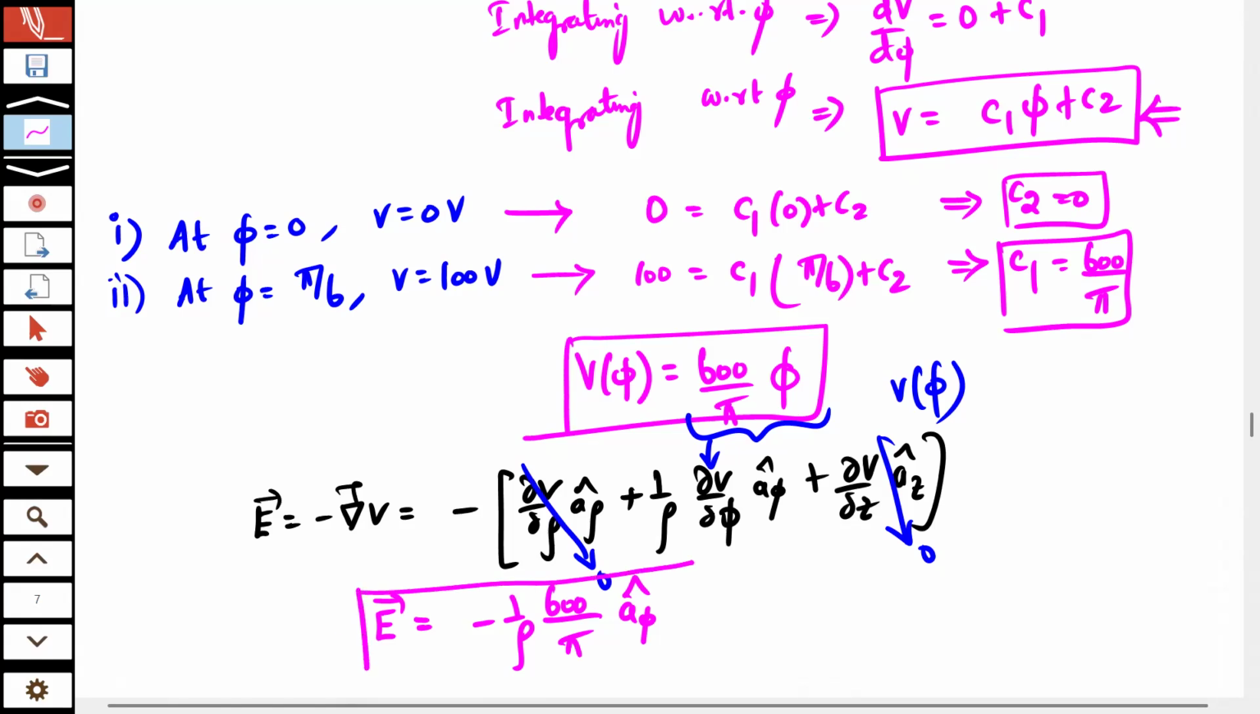We must give the units for both electric field intensity and potential. Electric field intensity has the unit volt per meter. Potential function has the unit volt. Now these two are the required things asked in the question.